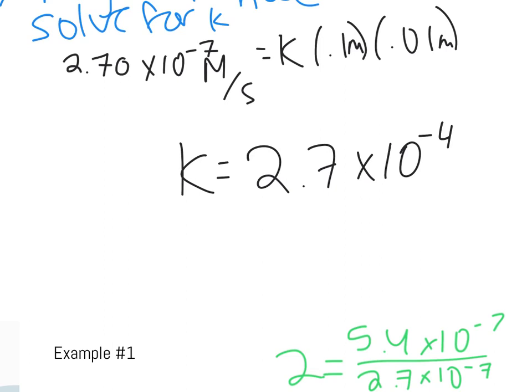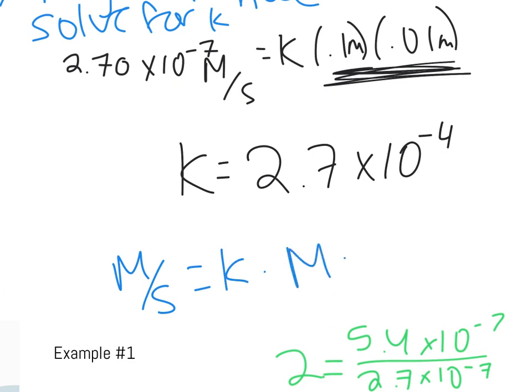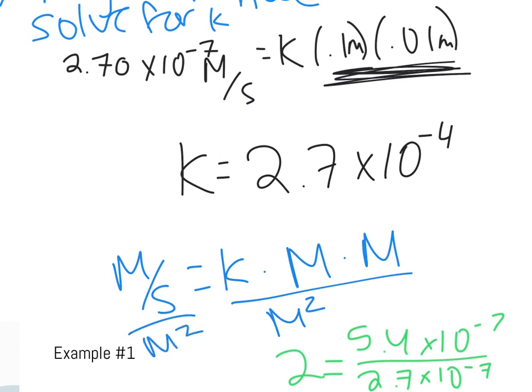All right. So that's the K value. Now almost always K will be associated with units, because the units are different depending on what the orders are. If we look at units only, we have molarity per second equals K times molarity times molarity. If we divide by molarity squared on each side, we'll have molarity over seconds over molarity squared.